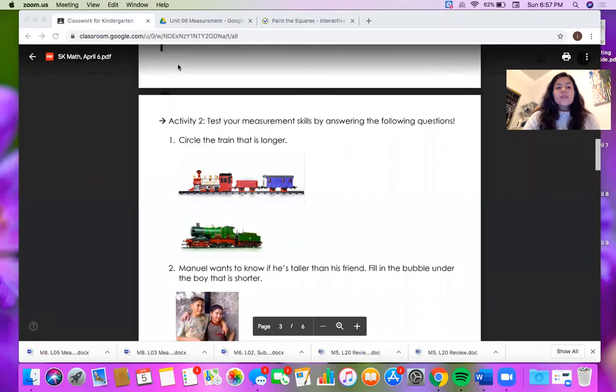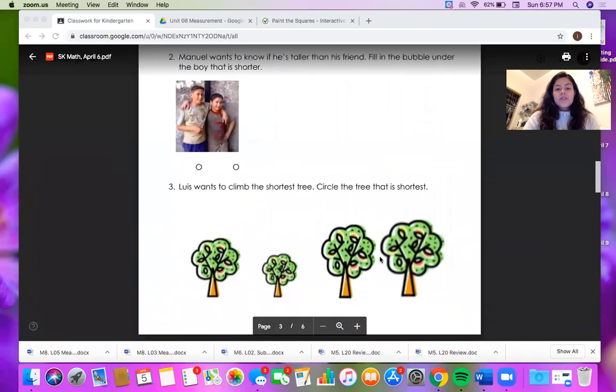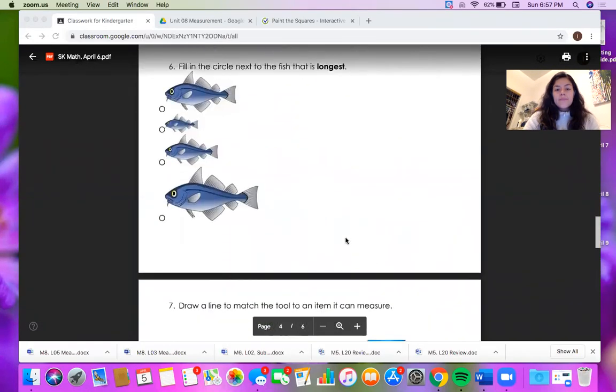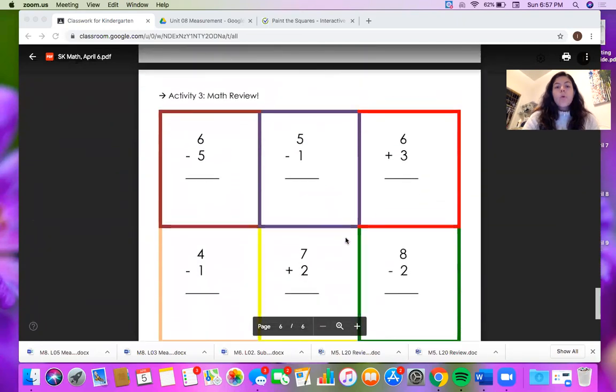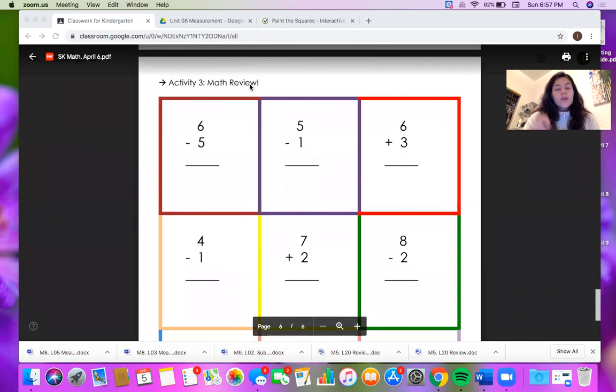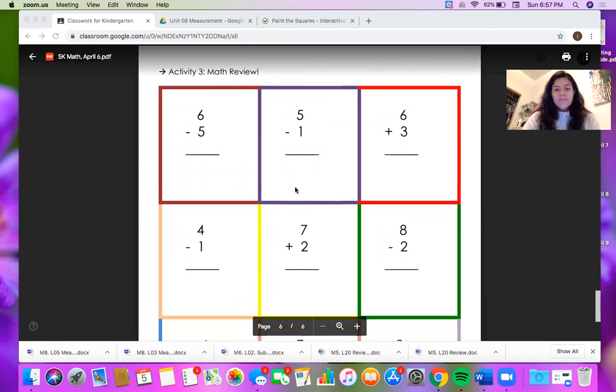Once you have finished the activity sheets for today, there is one page of math review just to keep you sharp for your addition and subtraction.